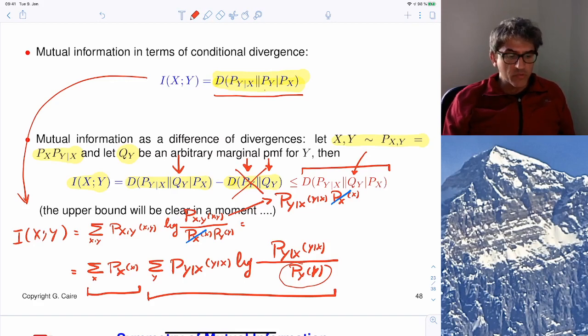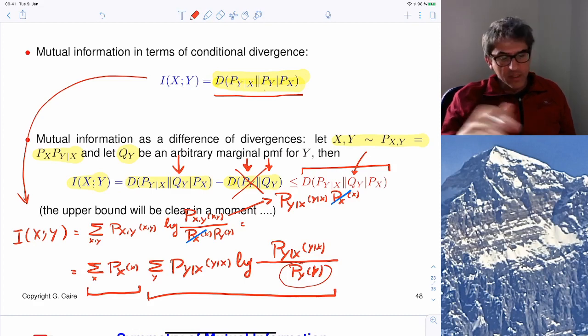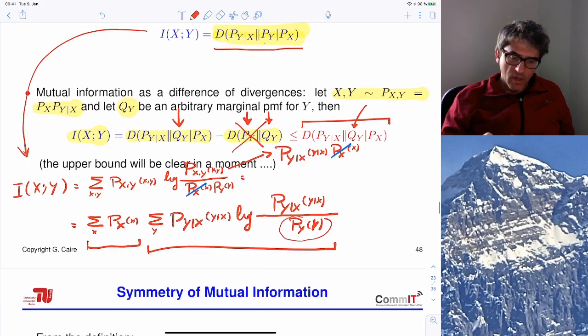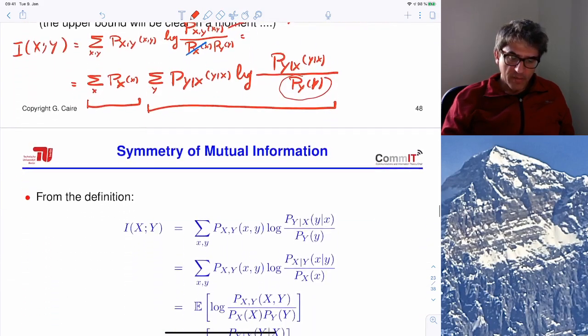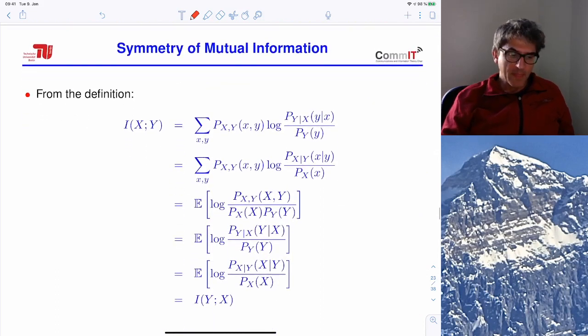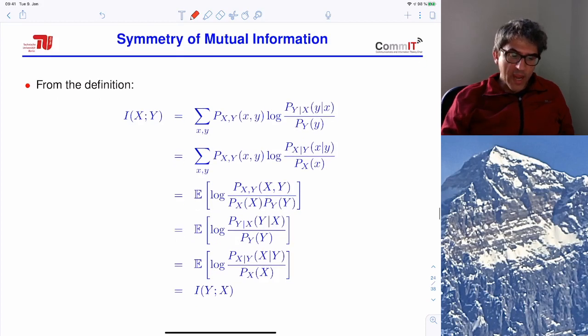So this is a useful bound that is used to prove certain results. Anyway, take it as an identity, and maybe in the live session we are going to prove it explicitly, so you see it step by step. So those are all ways of writing the mutual information, equivalent ways.